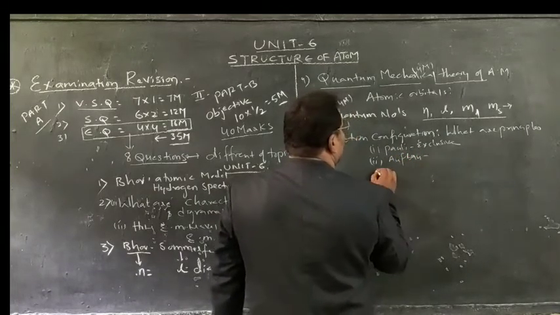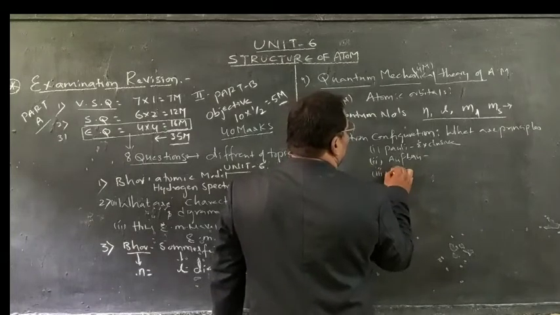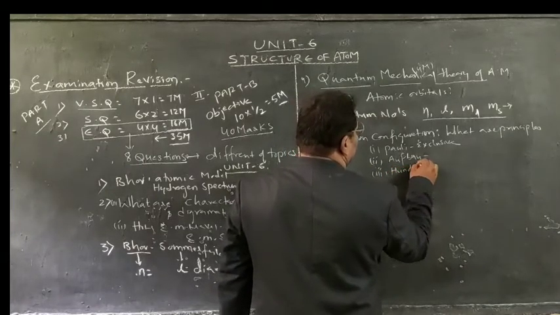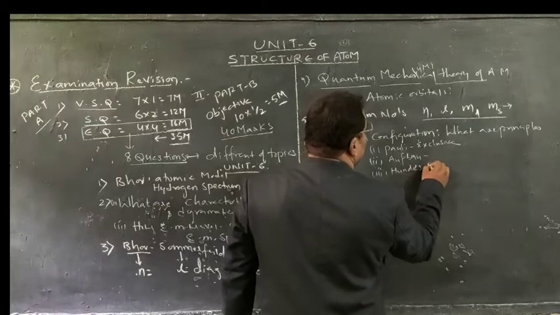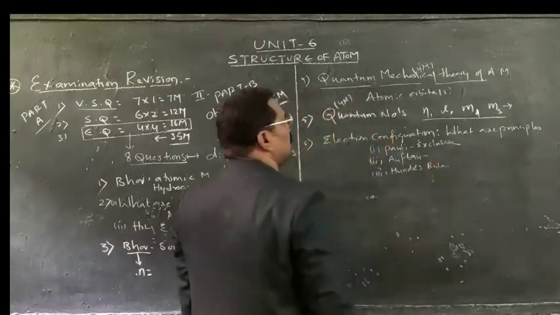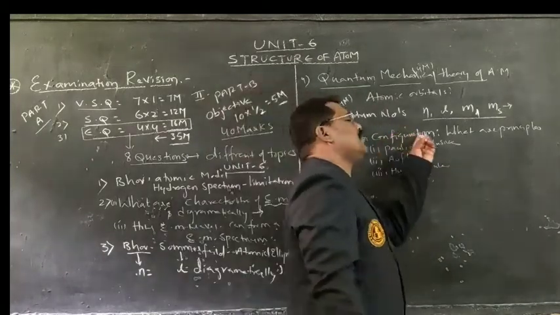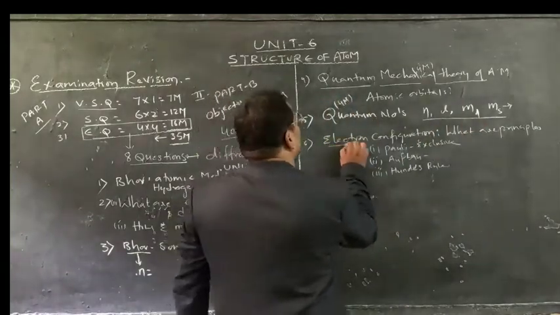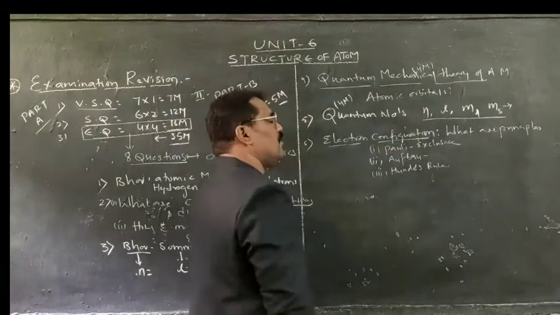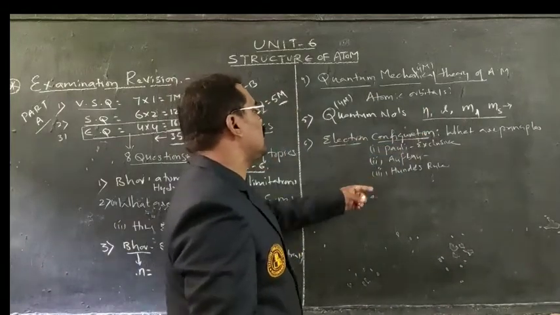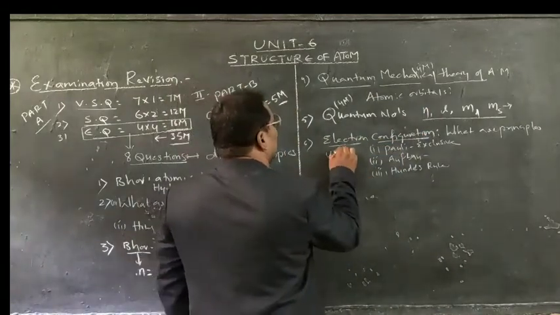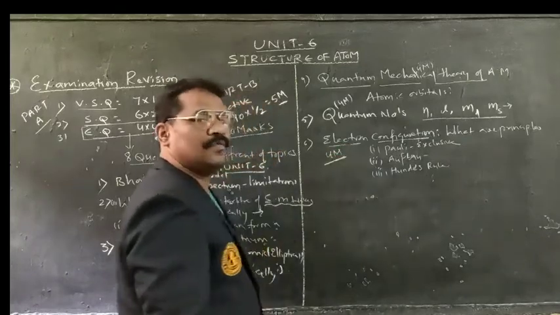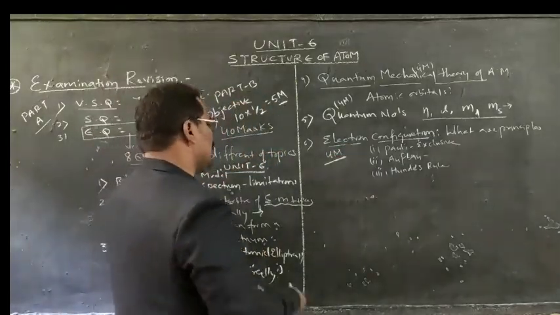Third one is what? Hund's rule. From these particular principles or rules, we can easily arrange electrons into the electronic configuration of different elements. These are principles; if you study them, you can easily attempt a 4 mark question. A 4 mark question can be written there.